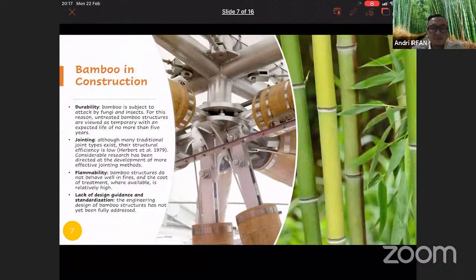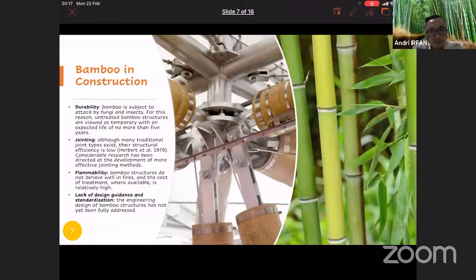untreated, yeah. And second one, about jointing. Many traditional joint types exist, but their structural efficiency is low. Considerable research has been directed at the development of more effective joining methods. It must be improved, the jointing. In the slide is the picture. The figure is a modern jointing combined with steel and modern mechanical parts.